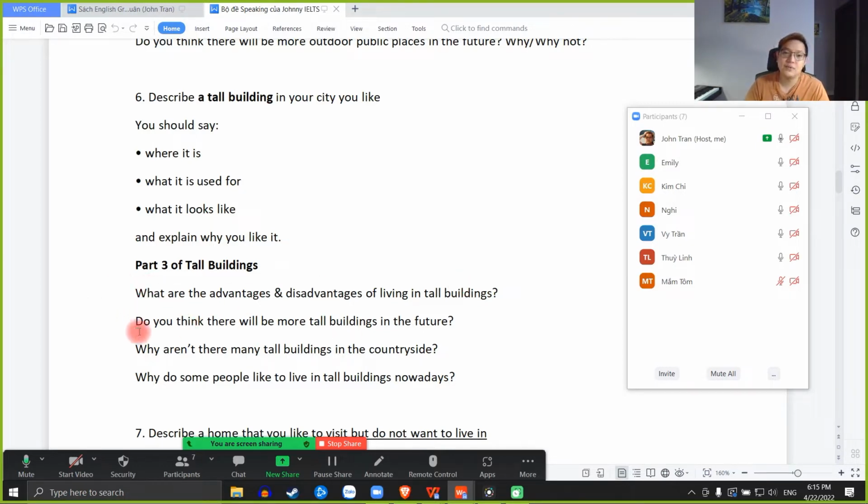Now, next question. Do you think there will be more tall buildings in the future?